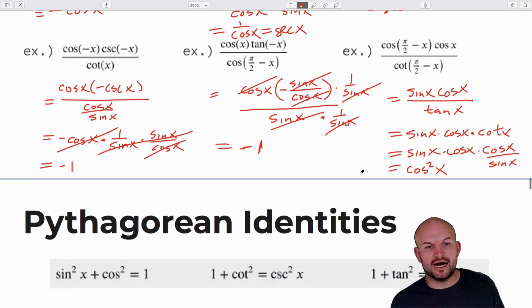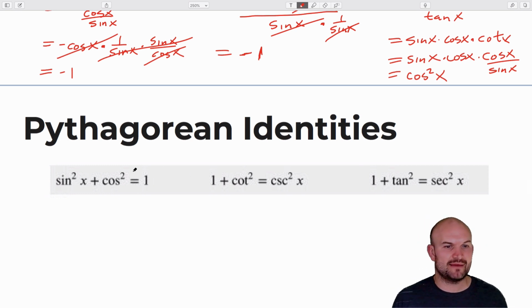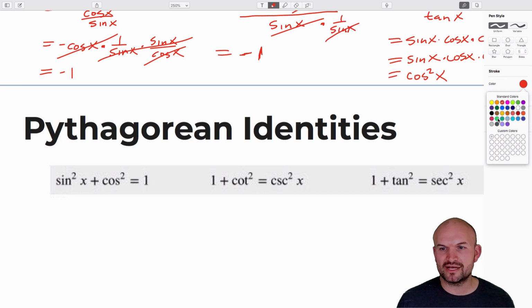All right. The last identity that we need to cover before we get into all of the fun of simplifying is the Pythagorean identities. Now, I made some mistakes here when uploading my notes, so I've got to go and fix that real quick. Apologize. These should all have x's here.